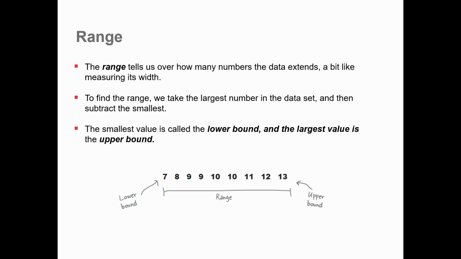Here in this data we have the data starting from 7, and it goes all the way to 13. So the upper bound is 13 and the lower bound is 7. So 13 minus 7 is 6. That is nothing but your range.